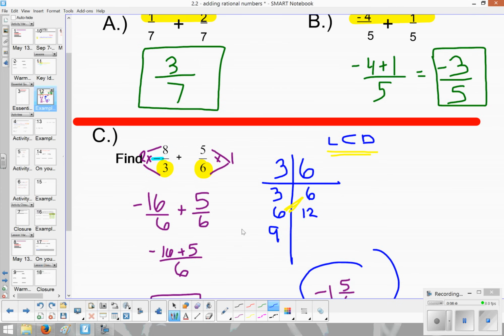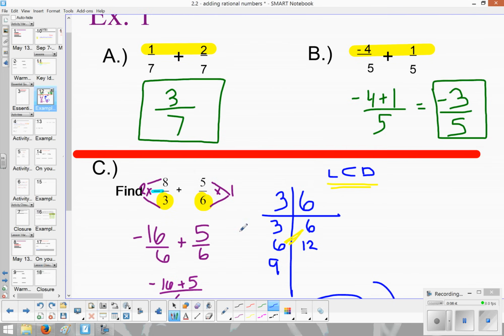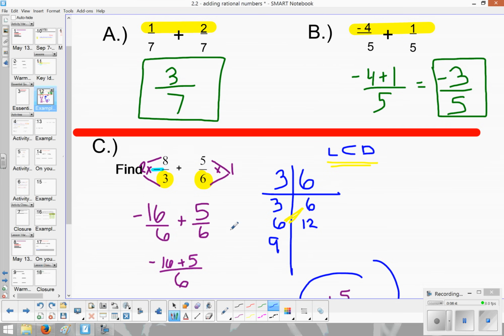Okay, so if there's anything in this example that you didn't understand, whether it's the same denominator or not the same denominator, feel free to press pause and replay again.